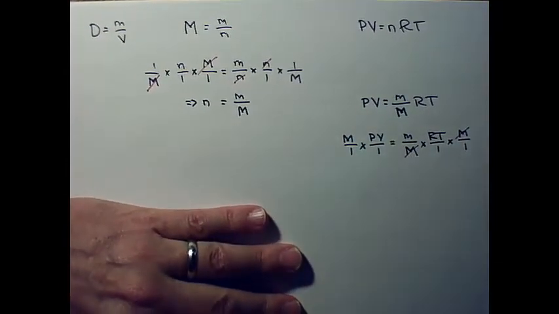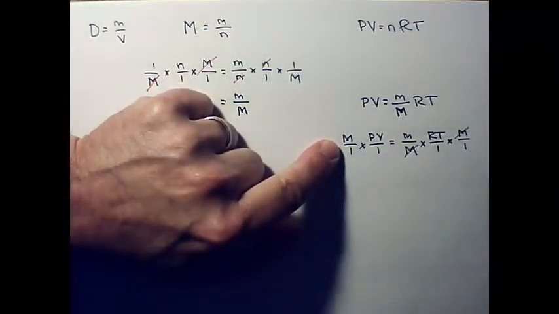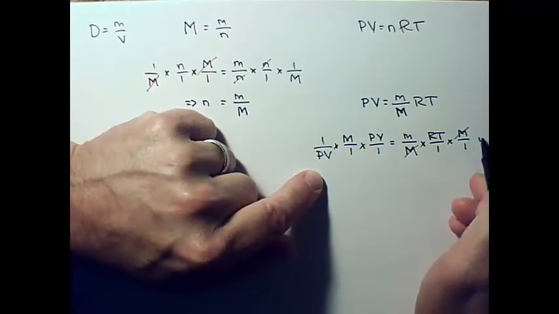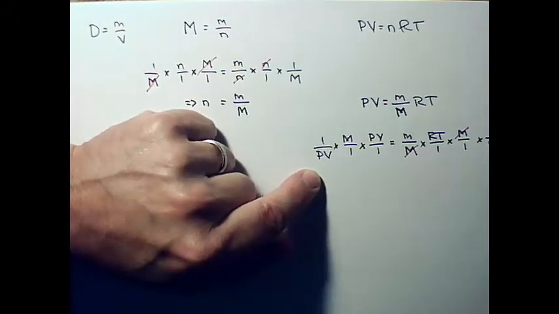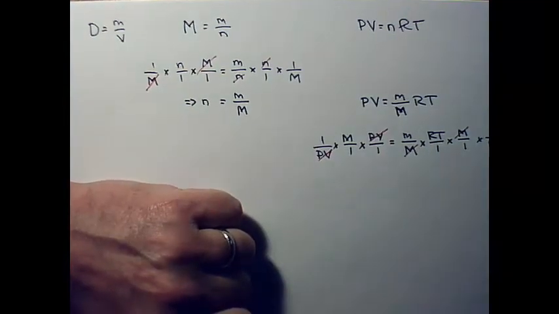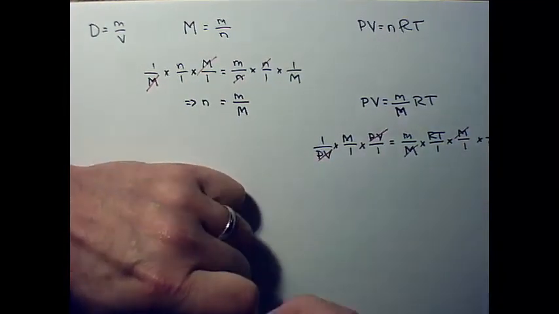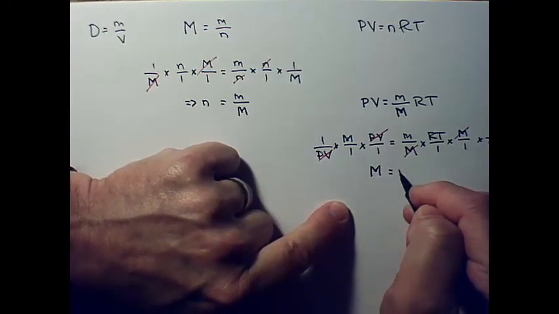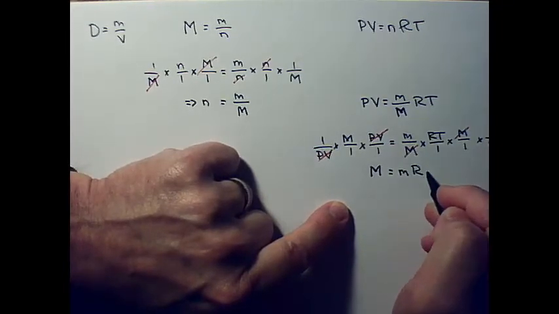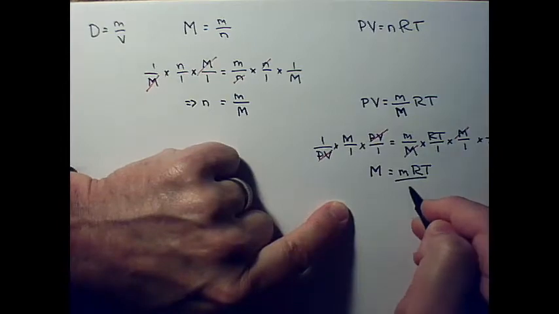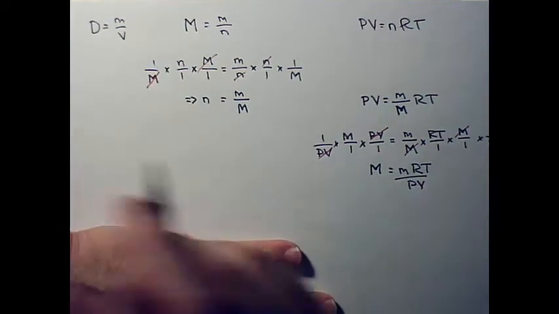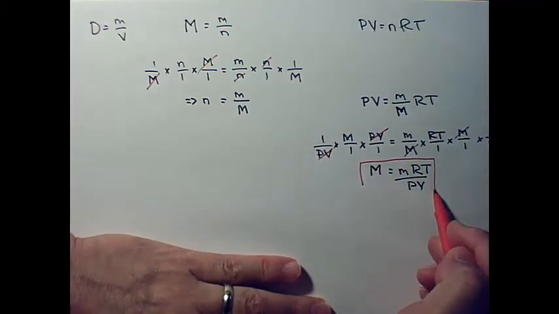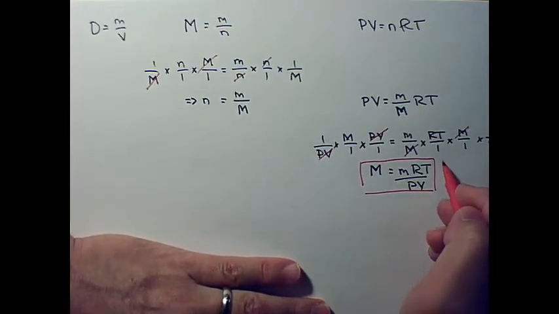So this is going to cancel on this side. But now I need to get the M by itself by dividing both sides by the PV. I can do that by 1 over PV and 1 over PV here. That gets rid of the PV on this side. And you have a new equation when you put it all back together, where the molar mass of a gas is equal to the mass times the ideal gas constant times the Kelvin or absolute temperature over PV. So this now is a new version of the ideal gas law. It's just been rewritten so we can find molar mass a little faster.